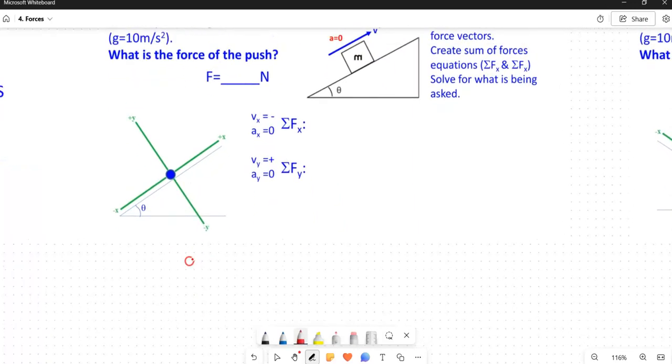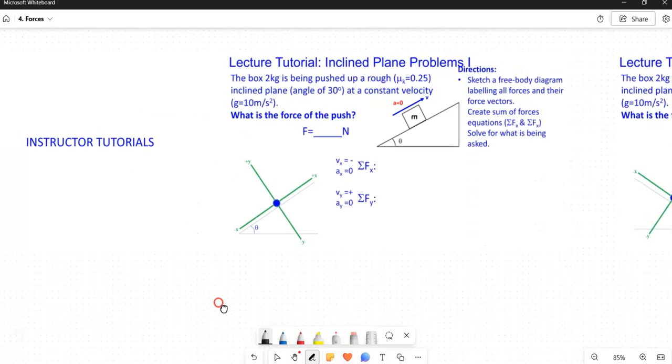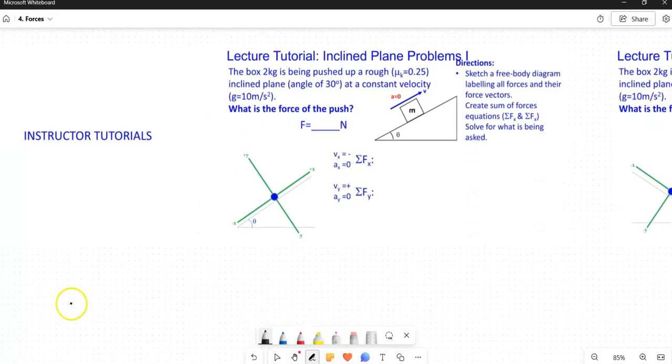Before we get into the force diagram and twisting the coordinate system, typically these problems do give you a picture to go with it. If they don't, draw the inclined plane and draw it as such, with the inclined plane pointing up and to the right. The angle is 30 degrees.